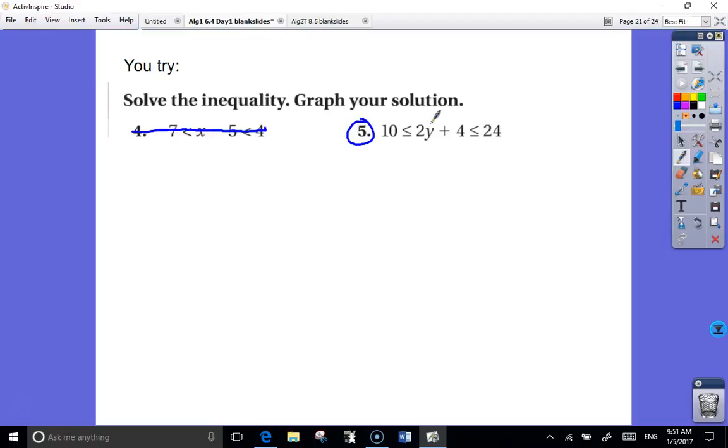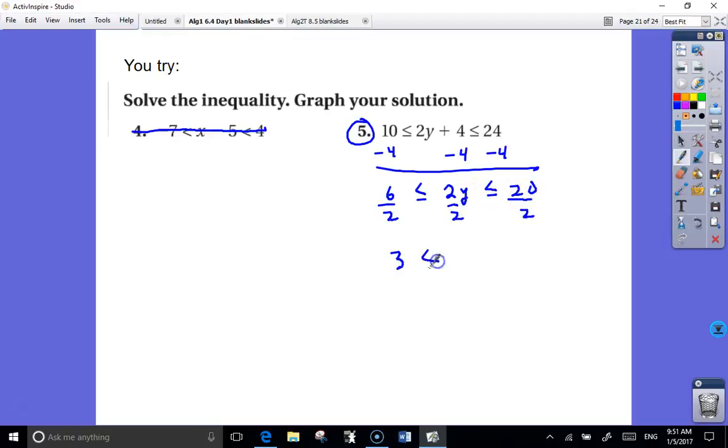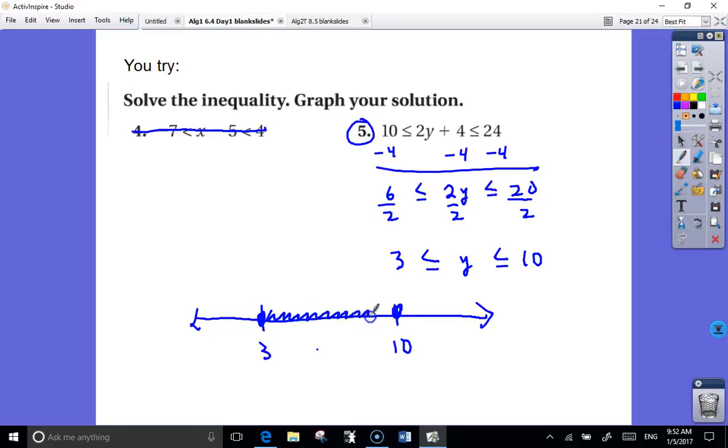Okay, what was the first step to isolate y in the middle part? Subtract 4. Okay, so if you subtract 4 here, you subtract 4 here and here. 3 times. 6 is less than or equal to 2y is less than or equal to 20. Okay, then what? Divide by 2, 3 times. So 3 is less than or equal to y is less than or equal to 10. Right? And now I'm going to graph that. 3 on the left, 10 on the right, closed circle on both, shading between.